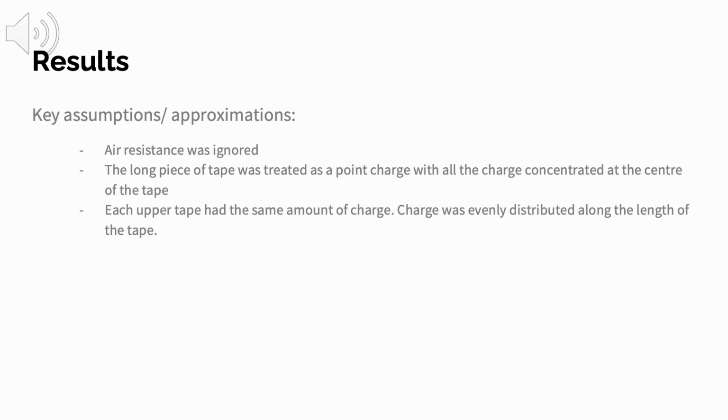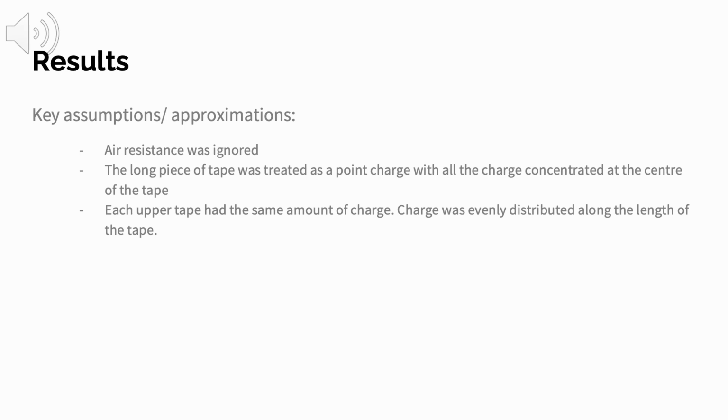In order to understand the results of the lab, we must acknowledge some key assumptions and approximations made while conducting the lab. The air resistance was ignored while simulating the computational model. The net force of the tape only accounted for the force of repulsion and the force of gravity. We also assumed the pieces of tapes to be point charges. This meant that all of the charge was concentrated at the center of the tape. Each of the upper tapes was also assumed to have the same amount of charge, resulting in the same amount of repulsion.